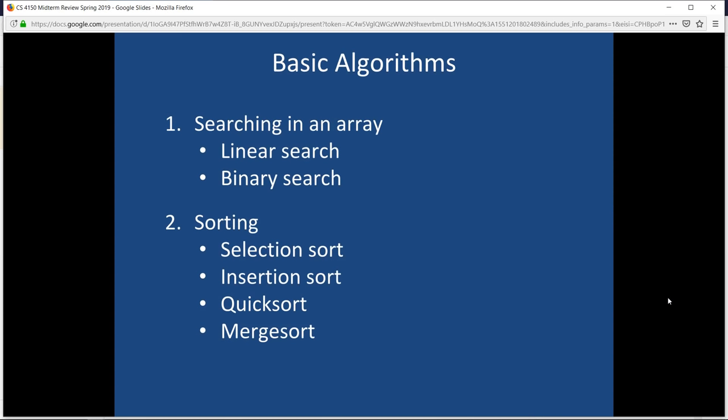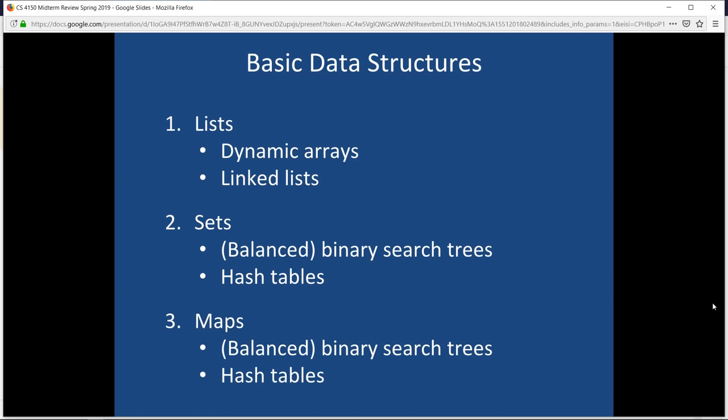All right, basic algorithms. You should know about searching, linear search and binary search. Sorting, we've talked about selection sort, insertion sort, quick sort, merge sort, various forms. Basic data structures, we talked about lists, and we talked about two ways of representing lists. One is a dynamic array, such as an array list. That's where the amortized analysis came in. And the other was linked lists. We talked about sets, where the technologies are balanced binary search trees versus hash tables, and similarly for maps. And you should understand the trade-offs between them.